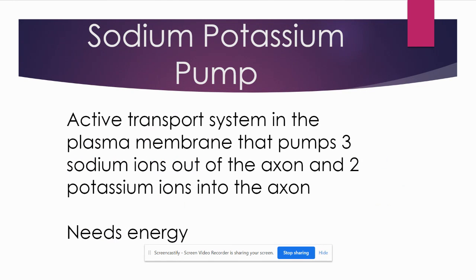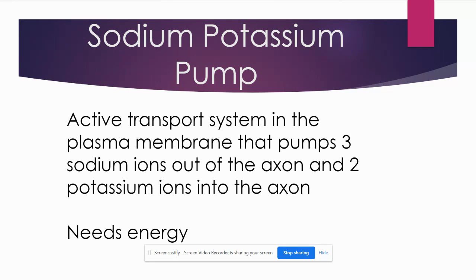Now, the sodium potassium pump is very important. It's an active transport system in the plasma membrane that pumps 3 sodium ions out of the axon and 2 potassium ions into the axon. Now, it's always working, but it does need energy.